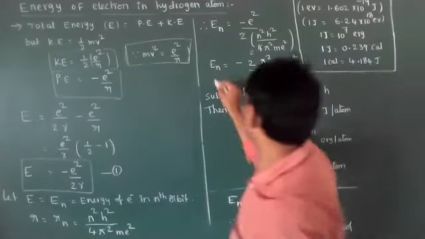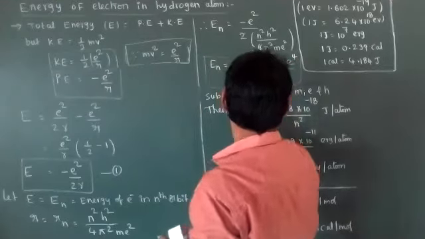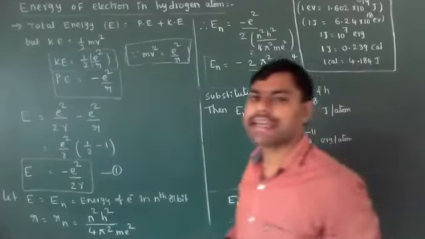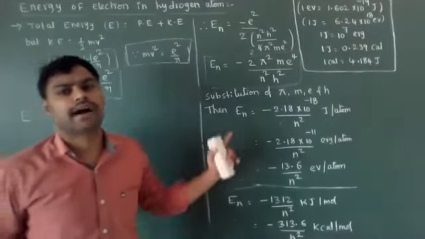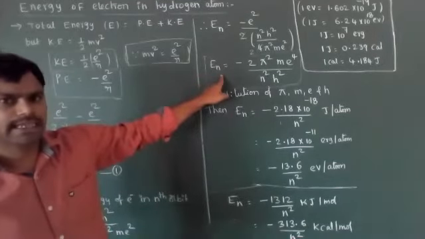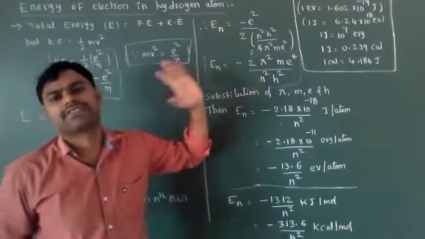Then the total energy formula. The total energy of an electron present in the nth orbit is equal to minus 2 pi square m e to the power of 4 by n square h square. It is very clear: minus 2 pi square m e to the power of 4 by n square h square.